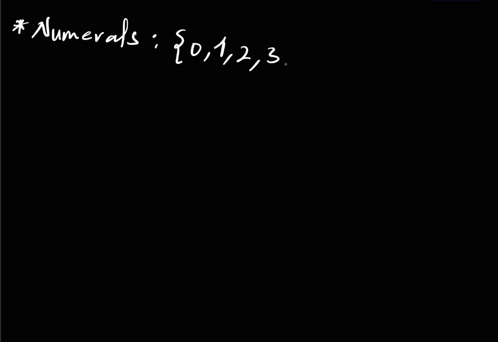The first type of numbers that we have is numerals. Numerals are the numbers that you normally know, like 0, 1, 2, 3, and it continues. So basically, these are the numbers 0, 1, 2, 3, 4, then it continues. These are called numerals.